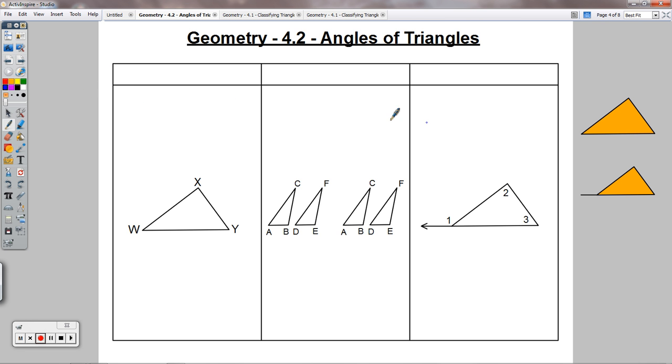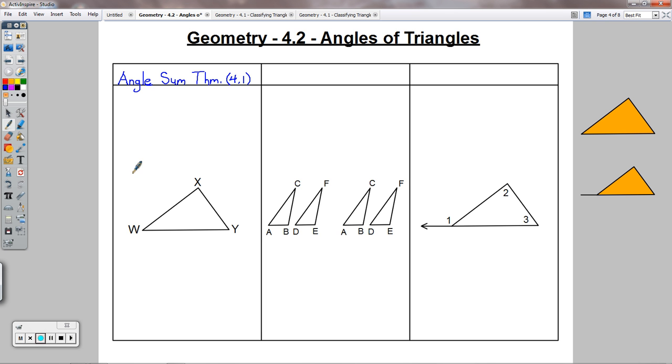Let's get started by filling in this table right here. These are the three big theorems in this lesson. First of all, we have the angle sum theorem. Sum, S-U-M, so adding things together. I'll abbreviate theorem THM. This is theorem 4.1, so I'm just going to put 4.1 in parentheses next to that.